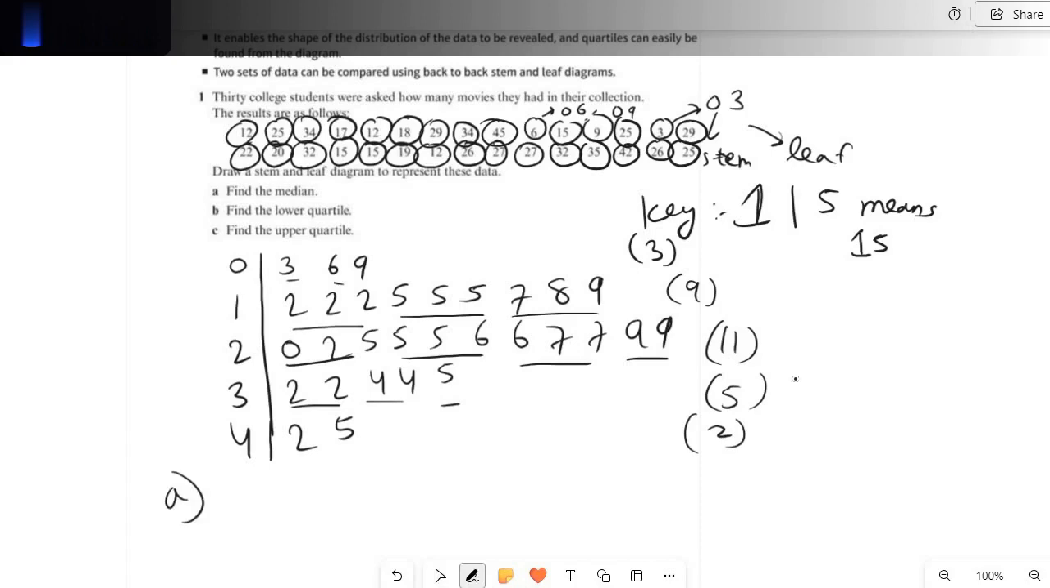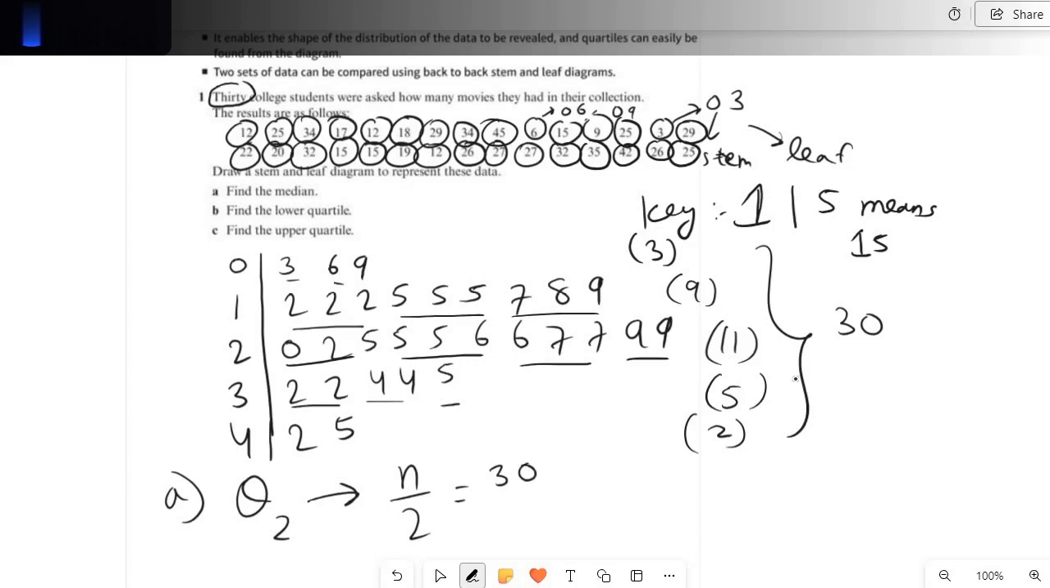So for part A, we have to find the median. As you remember, the median, which is Q2, is going to be at the position of n by 2, and if you calculate the summation of all of this, it's going to be 30, as they have mentioned here, 30 college students. So using the formula n by 2, this is going to be 30 divided by 2, which is 15. And since this is a whole number, it means that the actual median is going to be the average of the 15th term and the 16th term. So we add them and divide them by 2. And the 15th term is going to be around here.